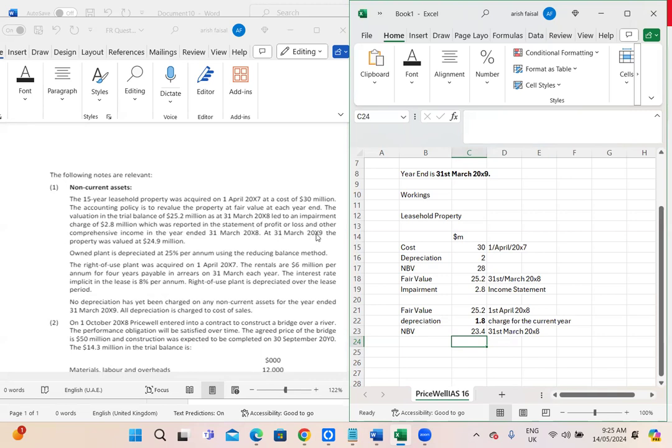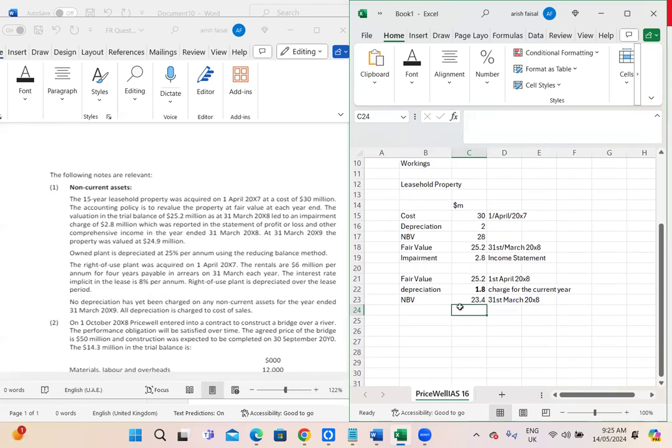Fine. At this date, the closing date, the property was valued at 24.9 million. So as per our calculation, the net book value is 23.4. But as we have a policy of recording it at the revaluation model, we have to bring it to its fair value, which is on 31st of March 2008. So the fair value given to you in the question is 24.9. So this means that there's a reversal of impairment over here. Like the value of the asset has gone up now.